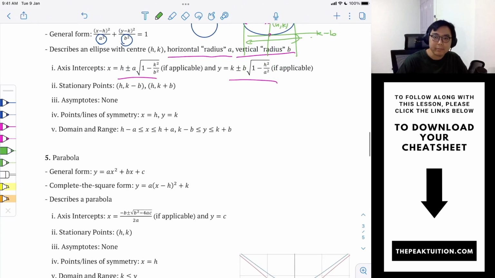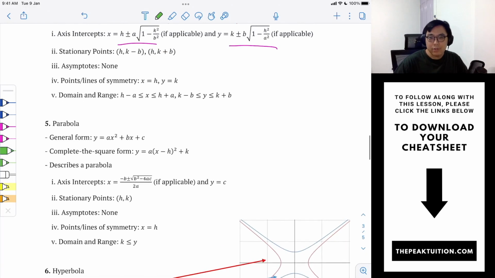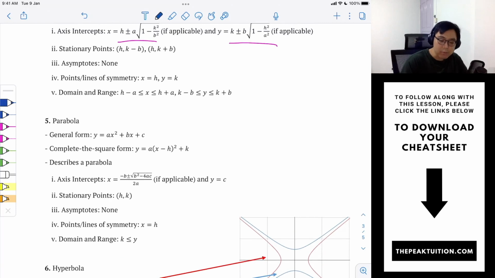Alright. Now next, we have the parabola. Parabola is something that I think is very familiar to all of you, but I'll do a quick recap. There are three forms of a parabola. One is the standard form, which is shown here, ax squared plus bx plus c. Then there's the factorized form, which you can write as a multiplied by (x minus alpha) and (x minus beta), where alpha and beta are your two roots. And finally, we have the completed square form, which some people call the vertex form.